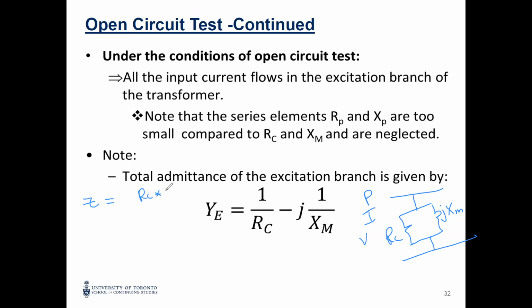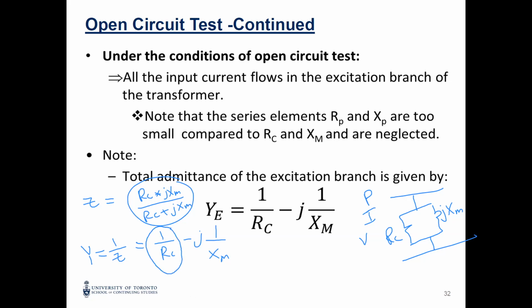So the multiplication over the addition, this is the equivalent. However, if you take 1 over the impedance, the admittance, it will be 1 over RC. So it's much easier, right? Here they are combined, but now the real part is 1 over RC and the imaginary part is 1 over XM, and that's it. You separate both. So it's good to use the admittance.